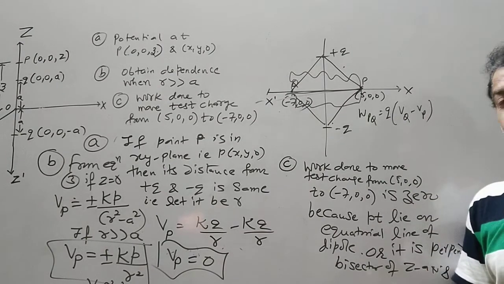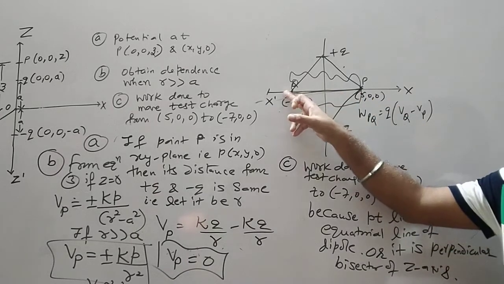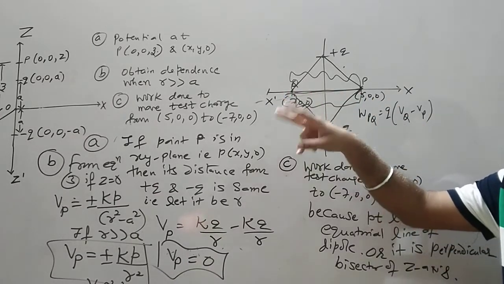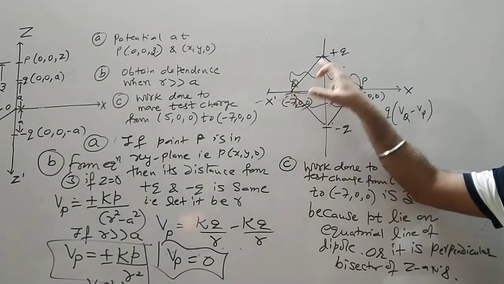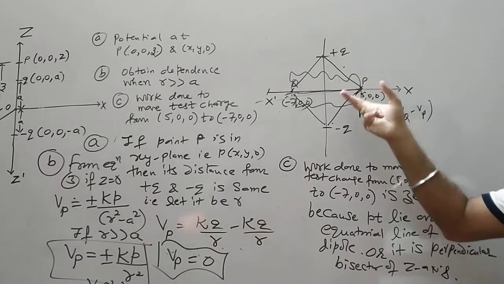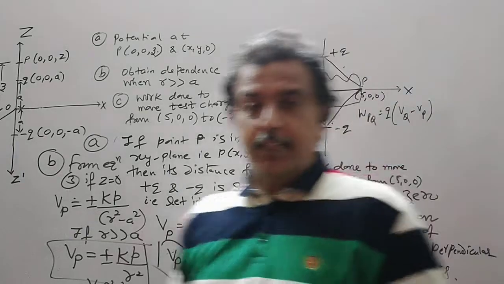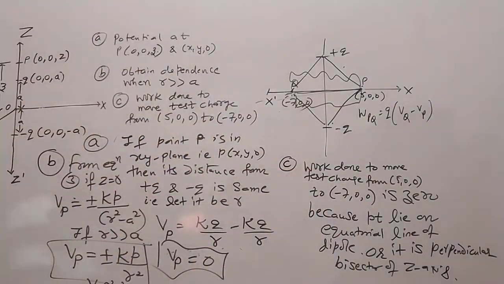So even if you find out the potential at point Q, it should have two parts: potential at Q due to plus Q and due to minus Q, that is 0. Potential at point P again has two parts, plus Q and minus Q, so again it is 0. So work done comes out to be 0.